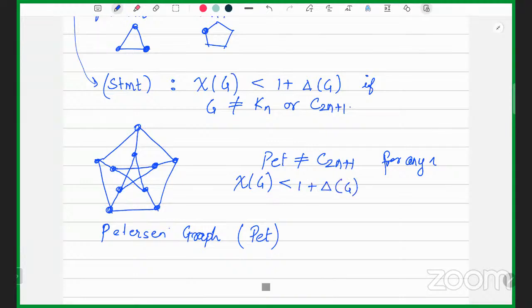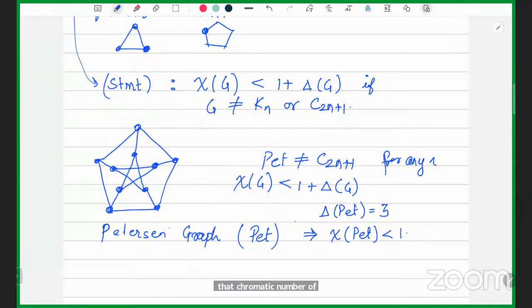Now you look at delta(G). If I look at any vertex, every vertex has 3 neighbors, which means delta of Pet is 3. This implies by Brooks' theorem that the chromatic number of Pet is less than 1 plus 3, or rather less than or equal to 3.